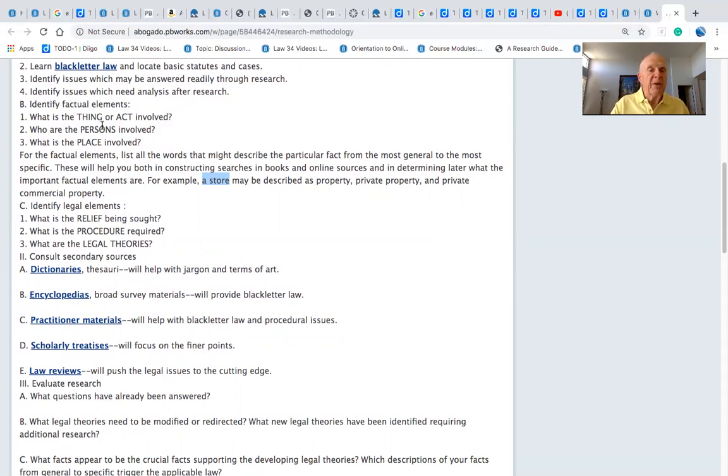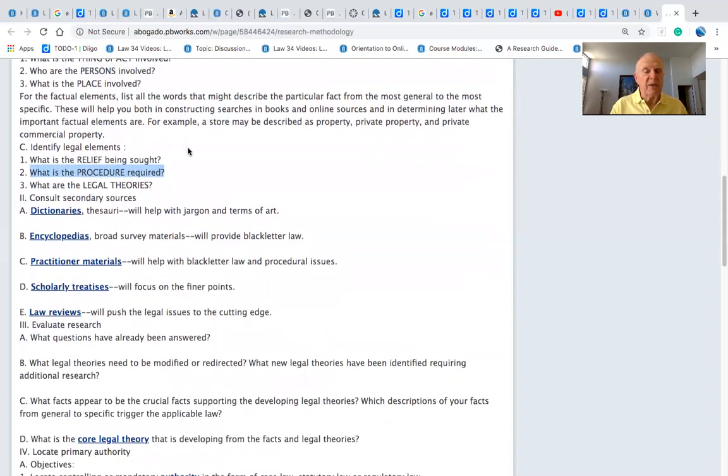So now that you have identified the issues, you've learned the black letter law and the jargon, and identified the factual elements of the thing, the person, the act, and the place, then you go to identifying the legal elements. So what is the relief that is being sought? Is it injunction? Is it damages? Many times cases discuss quite a lot at the beginning of the case on the procedure elements, even before they get to discussion of the actual legal elements or legal theories. They discuss how the case got to the court and how it is going to be resolved.